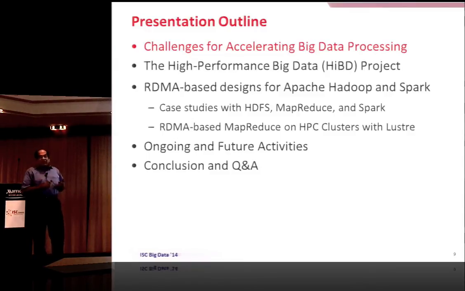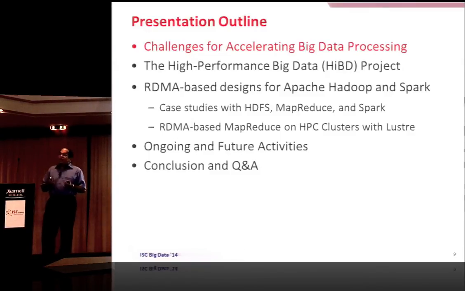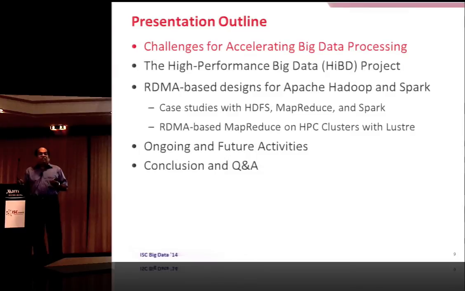So with that kind of a thing, let me spend a little bit of time saying what are the challenges. If we want to really move this kind of middleware to RDMA technology, what kind of challenges do we face? And then I'll introduce this High-Performance Big Data, HiBD, project. My group has been working on it for the last 2 years. And then I'll go into some case studies using HDFS, MapReduce, and Spark, and how much benefit you can achieve for different kinds of benchmarks and applications.